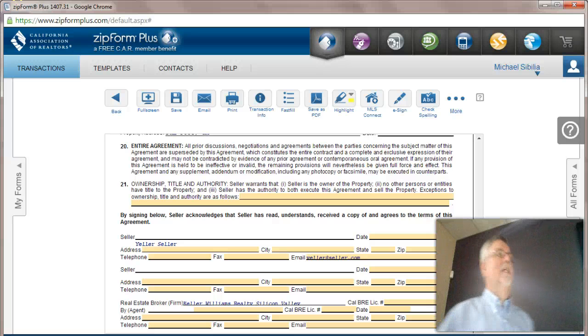And yes, this form has places for 2 sellers. What if there's more than that? What happens if there's more than one? There's a form called additional signatures addendum.